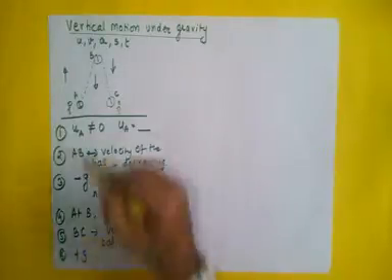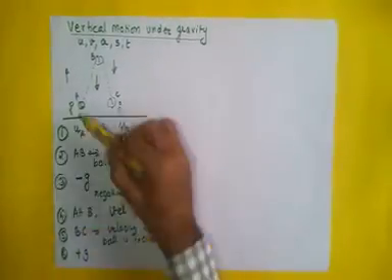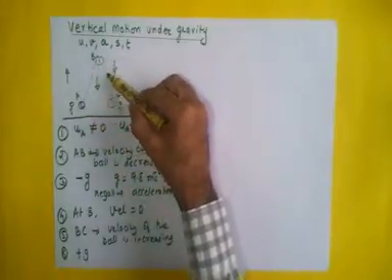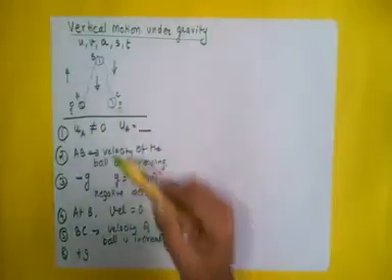So these are the main differences between the upward motion and the downward motion. Initial velocity will have some value, velocity will decrease, become 0, then the velocity increases, and we have some velocity over here.